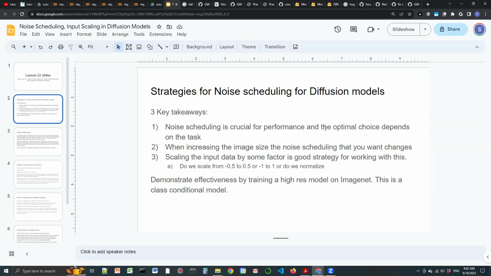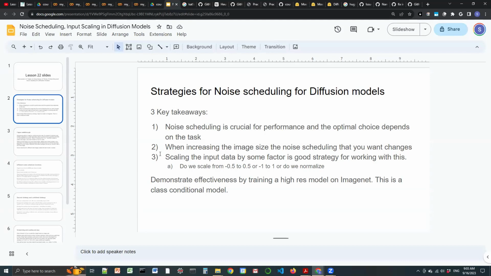Also, there is no single schedule, like there's no claim that cosine scheduling is the best or linear scheduling is the best. It kind of depends on the task. So that itself is interesting, right? There's no universal best schedule. Second, when you increase the image size, and you can look at the details in the paper, when you go from Fashion MNIST, which is 28 by 28, to 32 by 32, versus 256 by 256 or 512 by 512 or even 1024 by 1024, the type of noise schedule you want to use changes.